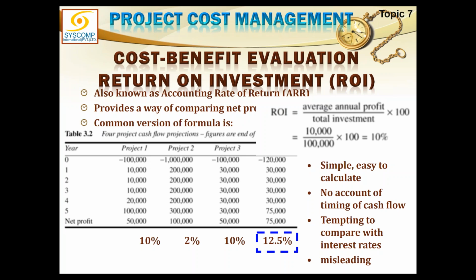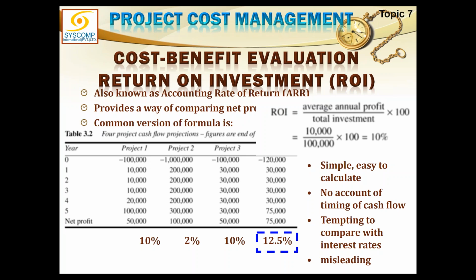And I have invested how much? 100,000. So what is 10,000 in ratio with 100,000? How much percentage is it? It is 10%. So 10% is my ROI. This is my return on investment. So I have taken the average annual profit and divided it by the total investment and multiplied by 100. That gives me the ROI.